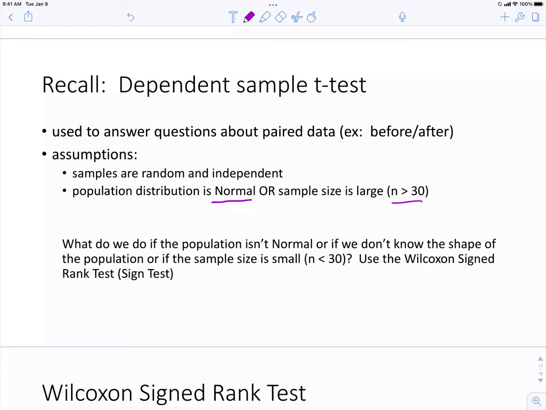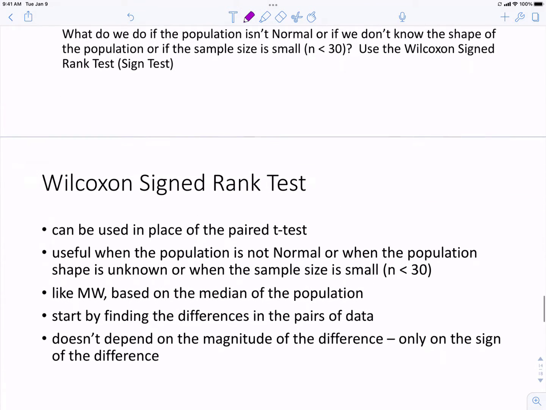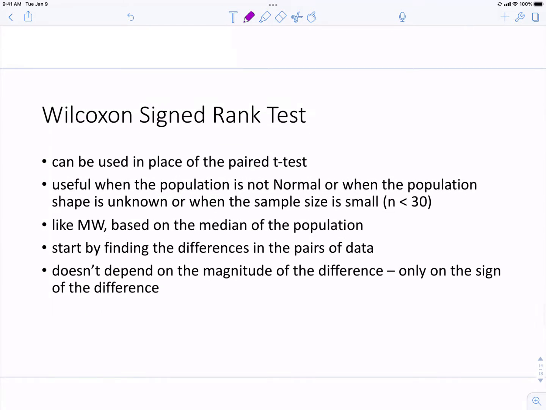The answer is we can use a non-parametric method, called the Wilcoxon signed rank test, and sometimes it's just called the sign test for short. The Wilcoxon signed rank test or sign test can be used in place of the paired t-test, which we studied previously. It's useful when the population is not normal, or when the shape is unknown, like you're not sure if it's normal or not, or when the sample size is small, in other words, less than 30. And like the Mann-Whitney, it's based on the median of the population.